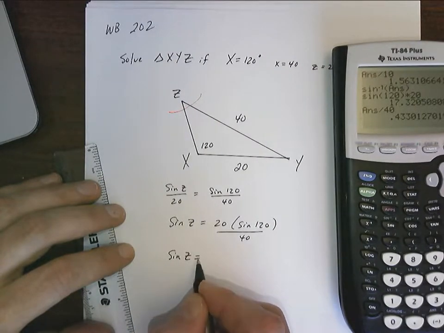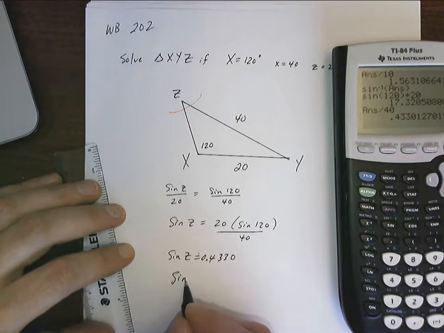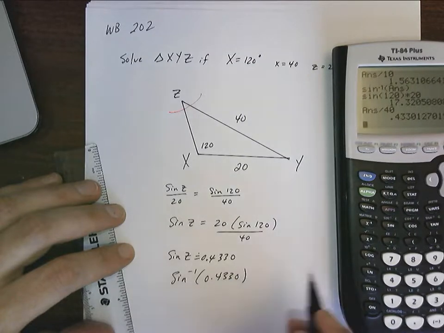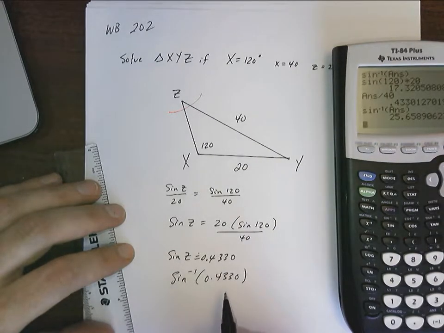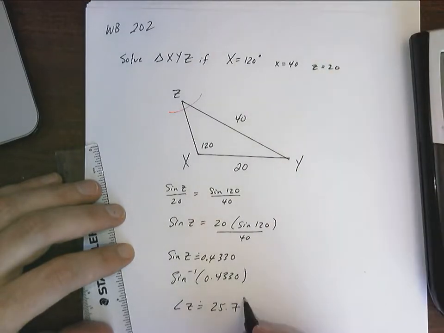sine of Z equals approximately 0.4330. So sine inverse 0.4330 is going to be 25.7. Angle Z equals approximately 25.7 degrees.